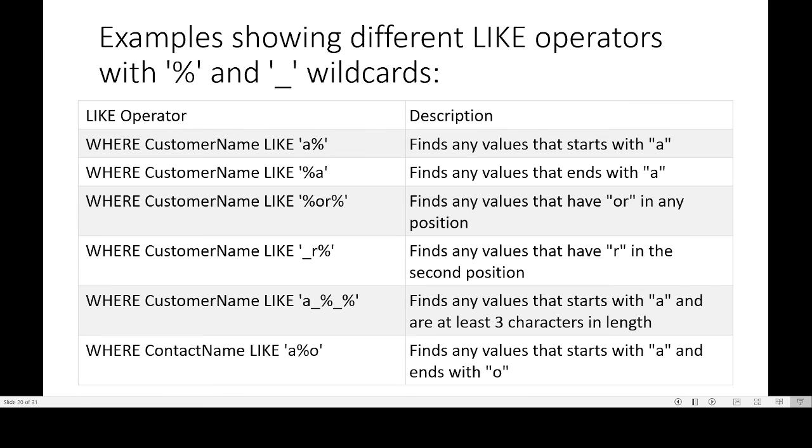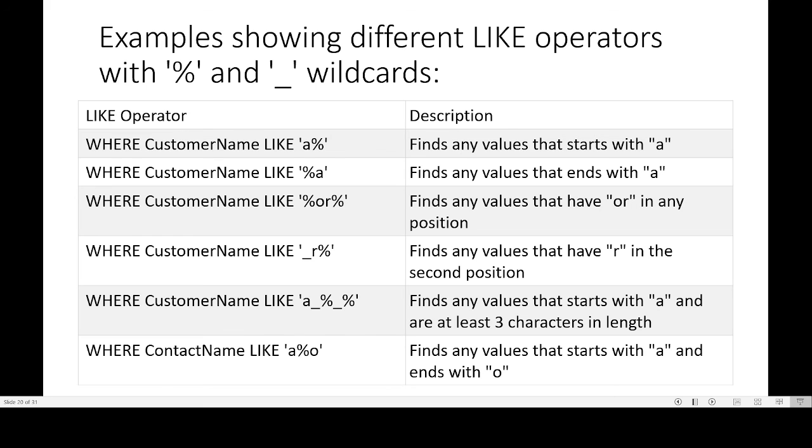Then there are examples showing different LIKE operators with percentage and wildcards. Where CustomerName LIKE 'a%': what does it mean? It will find all the customer names starting with A, so it finds any value that starts with A. What about the second one? Where CustomerName LIKE '%a': it will find all the customer names ending with A, because the last letter is A.